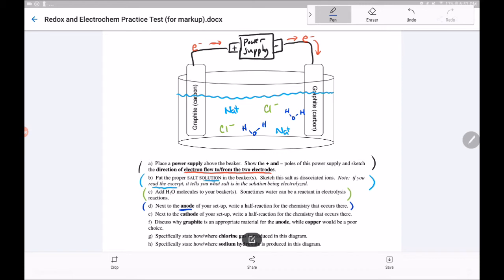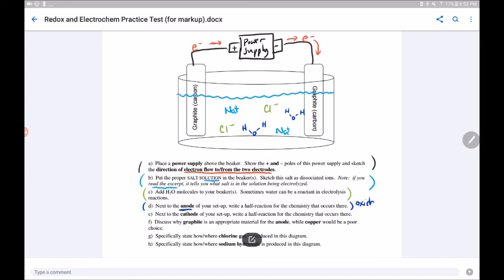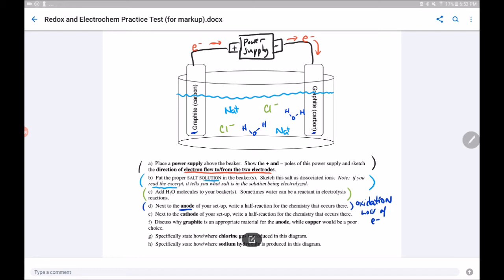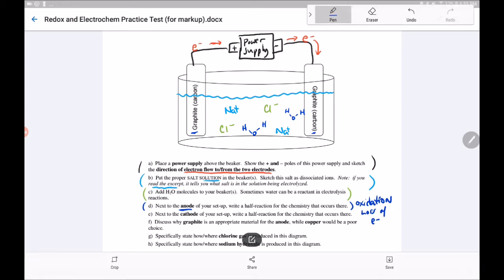Anode is the site where oxidation occurs. Oxidation is the loss of electrons. So you have two choices. It's either this one on the left or it's this one on the right. Where does loss of electrons occur? Hoping you see it's related to the flow of electrons.